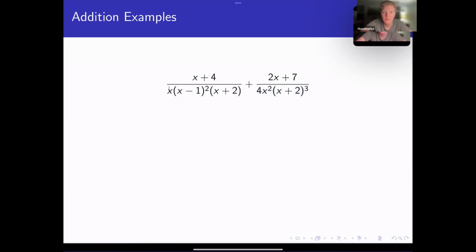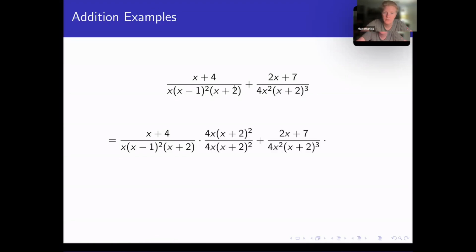Okay, well, there's no 4 in front, so we got to multiply this by 4. We have a single x, but this one has two x's, so this one needs another x. This one has a single x plus 2, but this one has three x plus 2's. So we need to multiply by 4 to get a 4. We need to multiply by another x to get x squared. And we need to multiply by 2 more x plus 2's to get to x plus 2 cubed. So 4x, x plus 2 squared. And now in this denominator, let's see what we're missing.